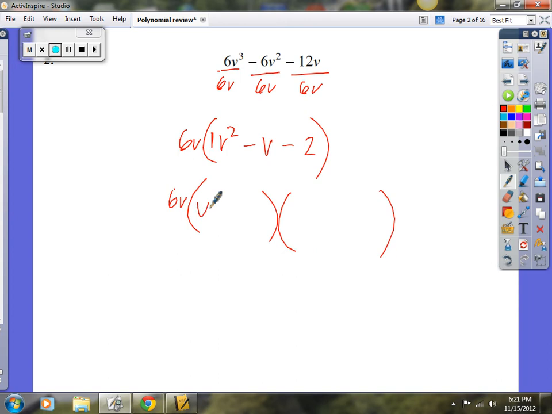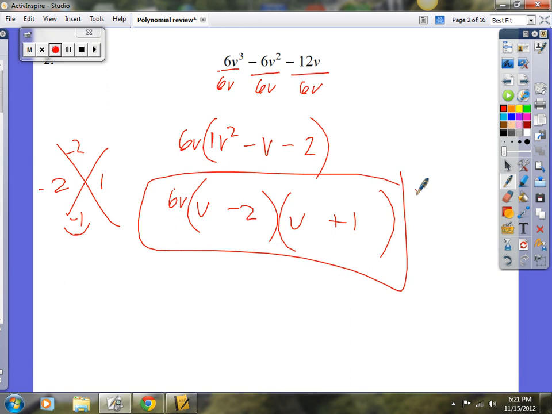We're going to put a v and a v. What multiplies and gives you a minus 2, but at the same time adds and gives you a minus 1? So it's got to be a 2 and a 1, and the 2 is negative and the 1 is positive, because if you add them, a negative 2 and a positive 1, they add and give you negative 1. So the order doesn't matter, but you do have to have a negative 2 and a plus 1.